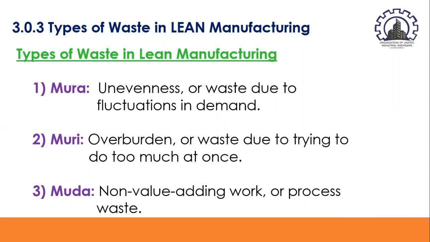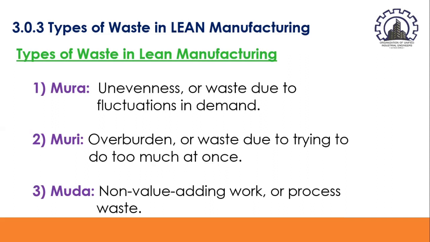And second, we have mori. If we say mori, it means overburden or waste due to trying to do too much at once. So this has to do with resource allocation. When too few people try to do too much work, they often waste time switching from one task to another. So that makes them overburdened workers.